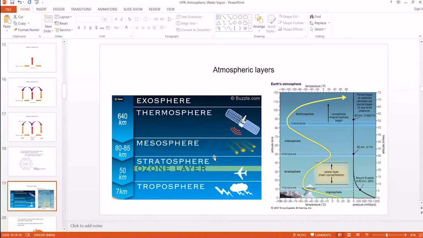So for better understanding, these are the different atmospheric layers. Okay, the troposphere, that is near to the earth. The troposphere's thickness varies from equator to the poles. At the equator, it is around 15 to 17 kilometers, whereas at the poles it is like 7 kilometers. So the troposphere contains the atmosphere, and the cloud formation, evaporation, this hydrological cycle takes place in this troposphere.